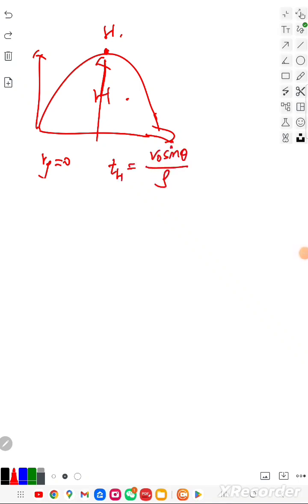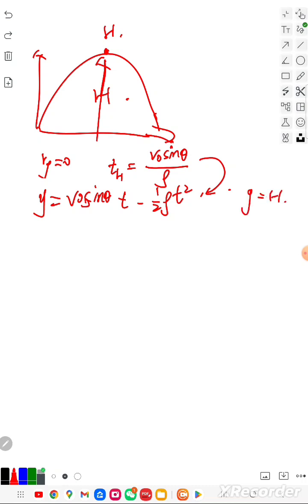From this point, we also want to know what the height is. The height can be easily calculated. Just substitute this th back into the equation y equals v0 sine zeta t minus 1/2 gt squared, and our y is h. And we get h is v0 squared sine squared zeta divided by 2g. It's just substituting back, simple trivial algebra.